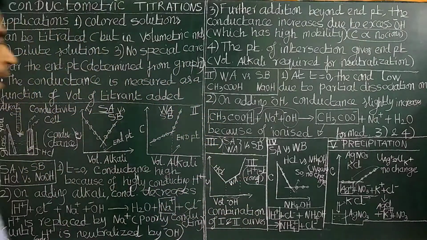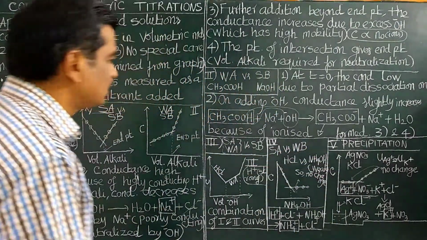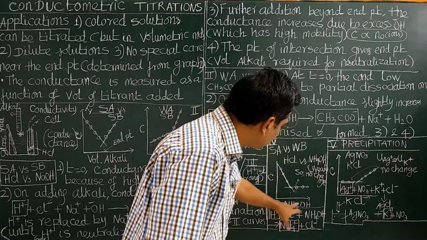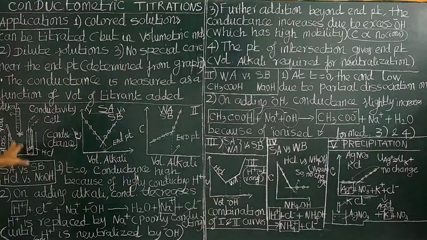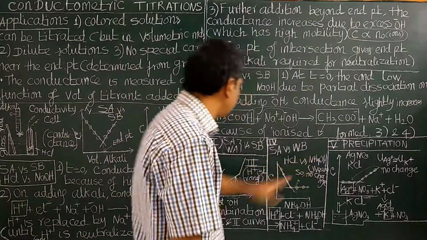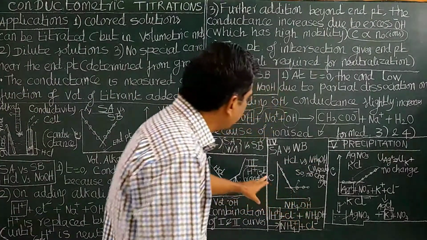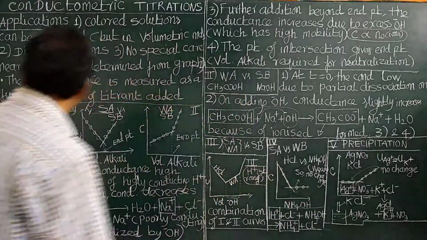Okay. Next we will see strong acid versus weak base. Conductance versus volume of ammonium hydroxide added. Now you take HCl here, and ammonium hydroxide instead of alkali. Ammonium hydroxide is taken in the microburette. HCl is taken in the beaker.